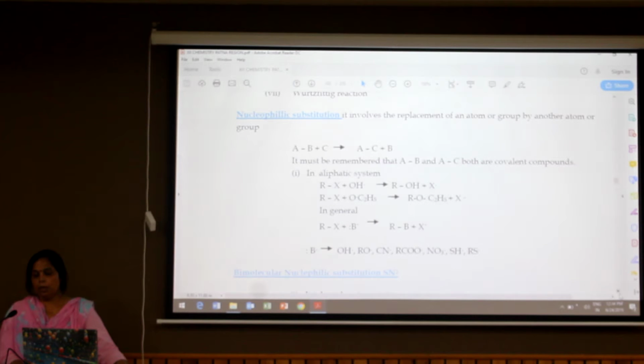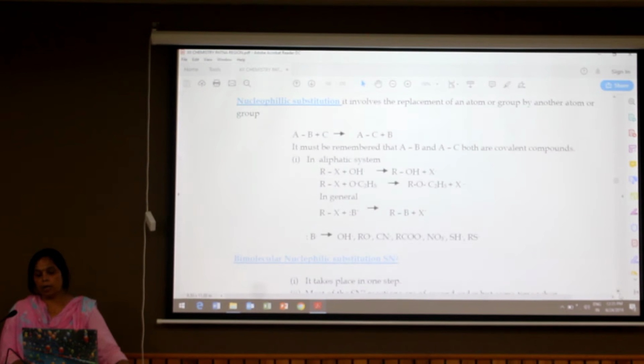In this reaction, a stronger nucleophile replaces the weaker nucleophile, like the halide ion. Let us take some examples. When we react haloalkane RX plus OH-, which is a stronger nucleophile, the haloalkane is converted into alcohol. Similarly, if we substitute the halide ion with an ether group, we react haloalkane with the sodium salt of alcohol, and we get ether. So there are many reactions in which a stronger nucleophile replaces the halide ion.